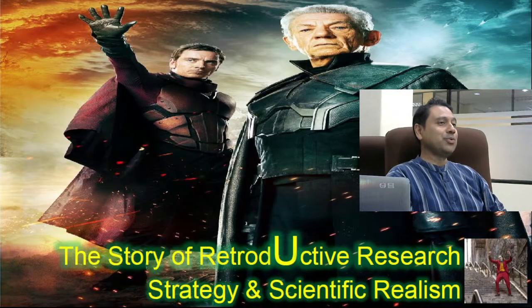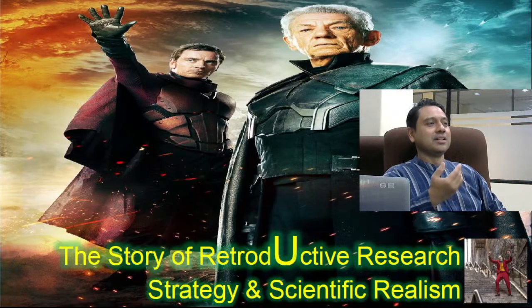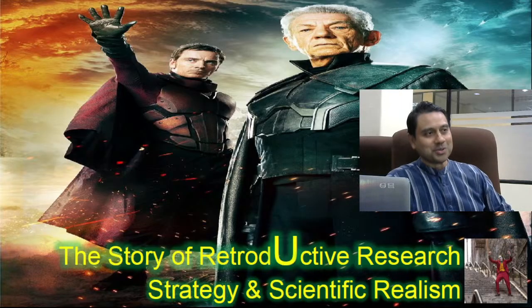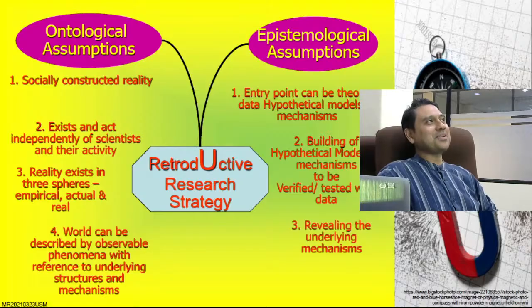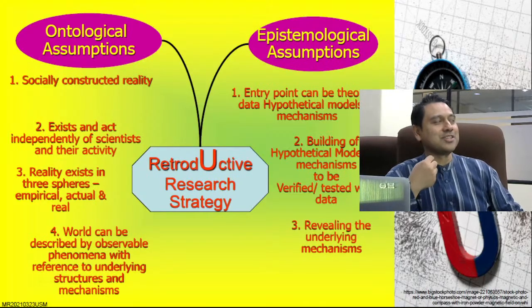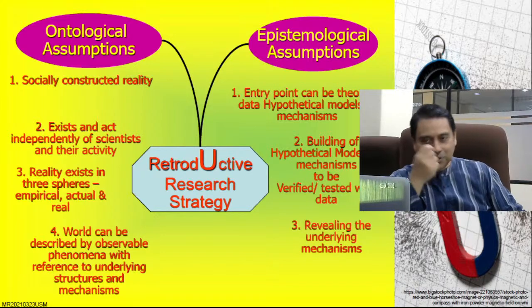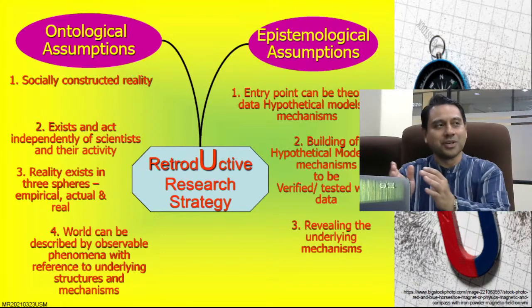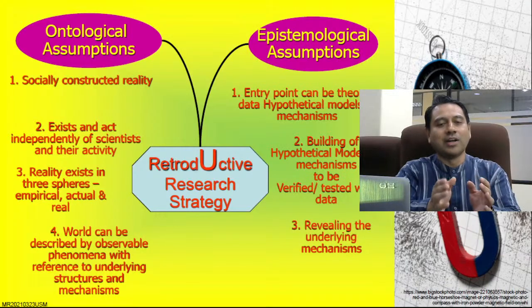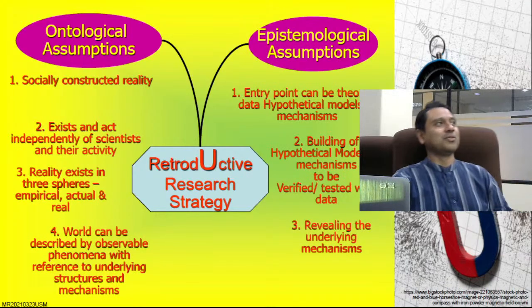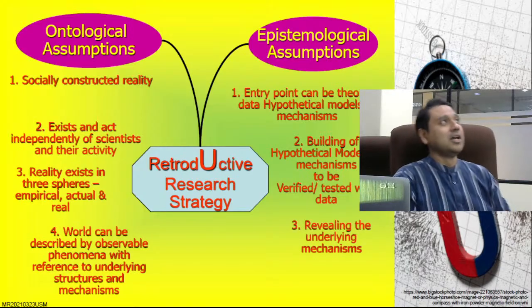So we will go into retroductive research strategy. We'll see why the U is so important. Okay, retroductive research strategy. I'll start with the ontological assumptions. Ontological assumptions are assumptions about social reality, about what constitutes the social reality. What are the components of the social reality?